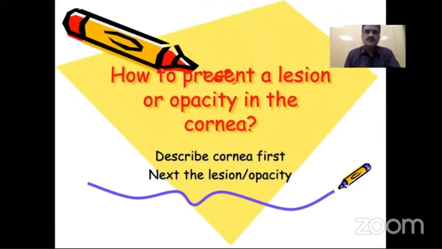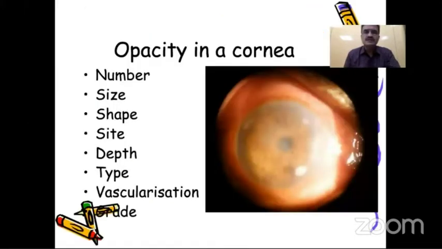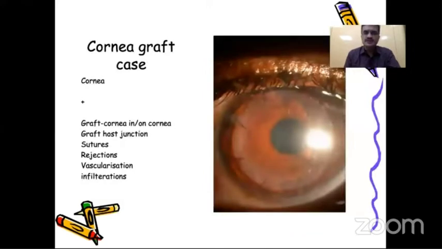Once you describe the normal cornea, if there is a lesion in the cornea, if there is an opacity in the cornea, try to mention the number of the opacities, the size and location of the opacities, the depth of the opacities in the cornea by optical illumination, the type of opacity, the grade of the opacity, and whether there is any presence of vascularization. This is very important in most of the cases. If you see a case of corneal graft, you describe the cornea, then you describe the graft per se as a separate thing. Then you mention the graft host junction also.